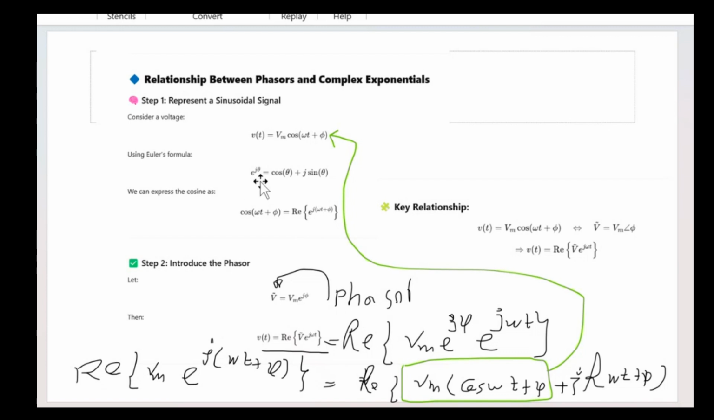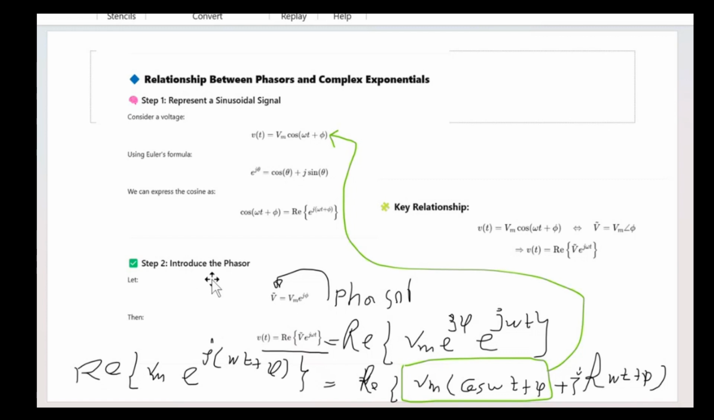Okay, so the idea is that I want to use the Euler equation, as you can see here, now to rewrite the equation for the voltage. Now, let us assume that this real part, cosine of omega t plus phi, can be defined as the real part of this complex exponential, and that can be validated by just checking the Euler equation.